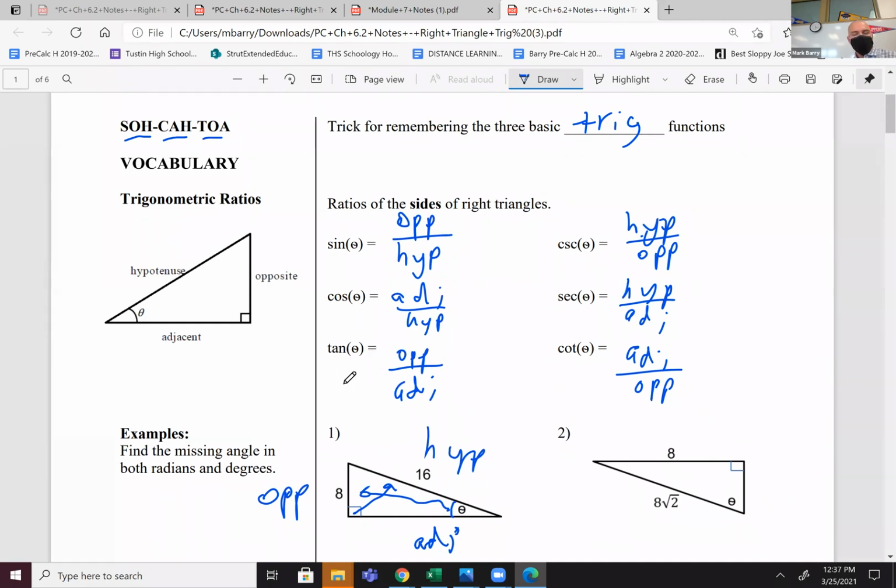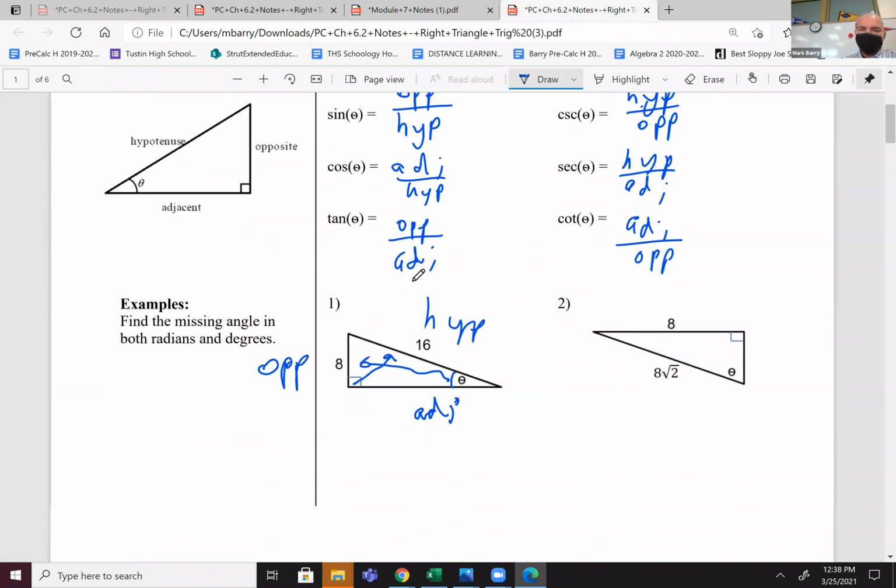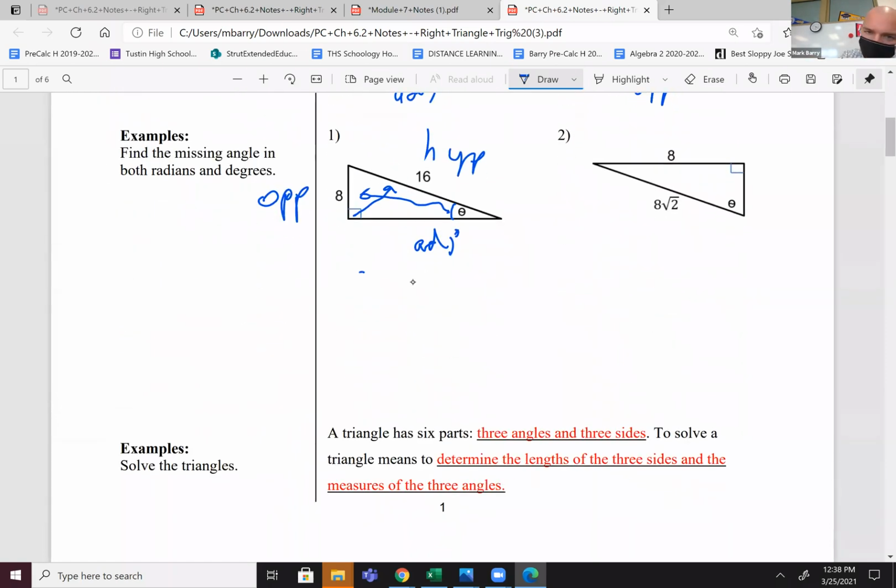Which one of the main three uses opposite and hypotenuse? Oh, that would be sine, correct? So I'm going to use sine here. So I'm going to say sine of theta equals opposite over hypotenuse.